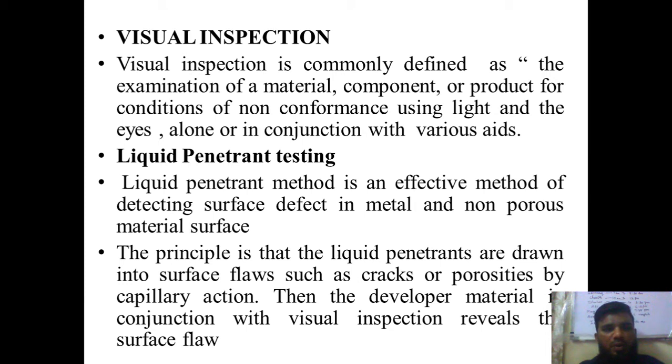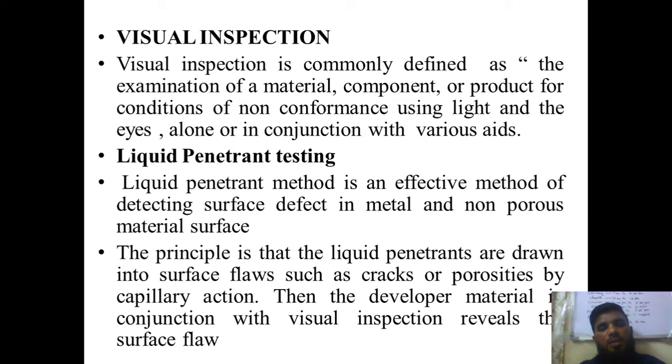Next is liquid penetrant testing. Liquid penetrant testing is one of the effective methods of detecting surface defects in a material. Clearly, we can only analyze surface defects in metals and non-porous materials. This method is used only for surface techniques. It cannot go deep into the material. If the flaw is present inside, in the deeper layers of the material, you cannot study it by using liquid penetrant testing. It is mostly applicable only to surface techniques.